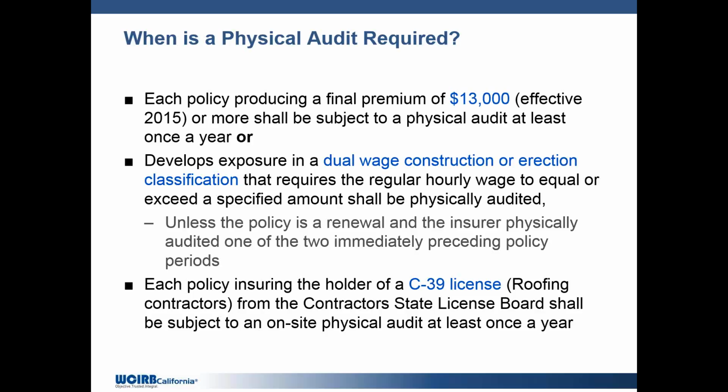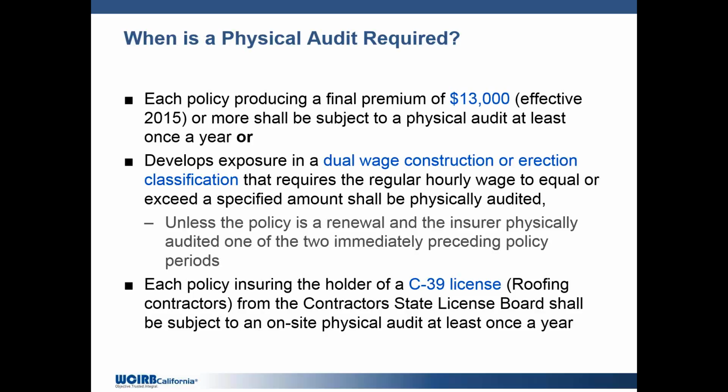If the policy is new business to you and has the dual wage construction classifications on it, so high wage, low wage classifications, the requirement is that the policy be audited as a piece of new business, and then audited at least once every 3 years. Additionally, if a policy is for an employer that has a C-39 roofing license, a physical audit must be conducted at least once a year.